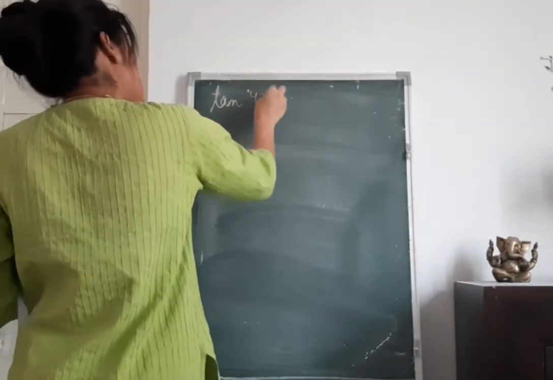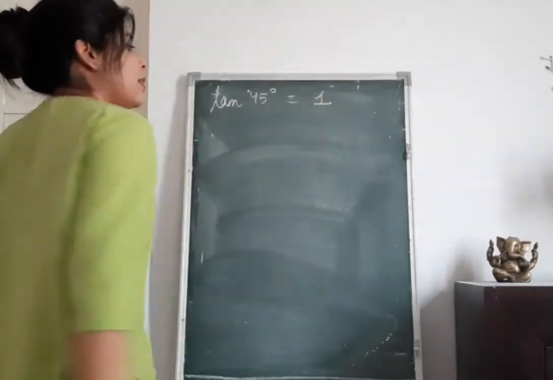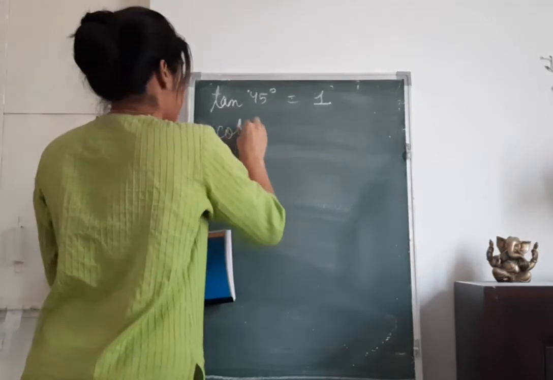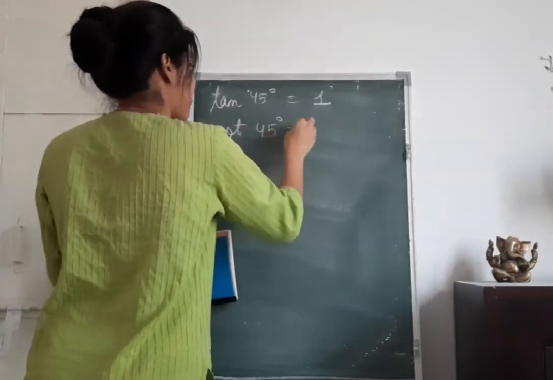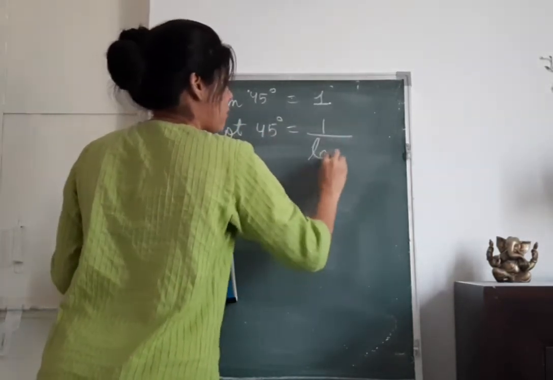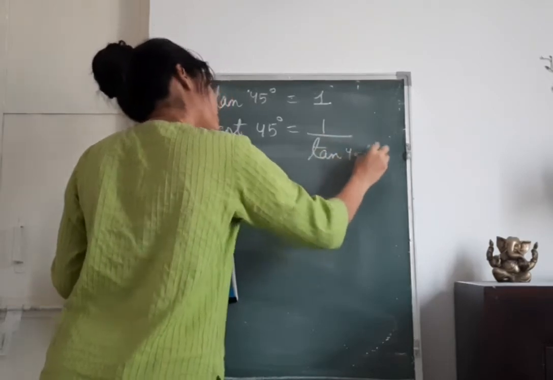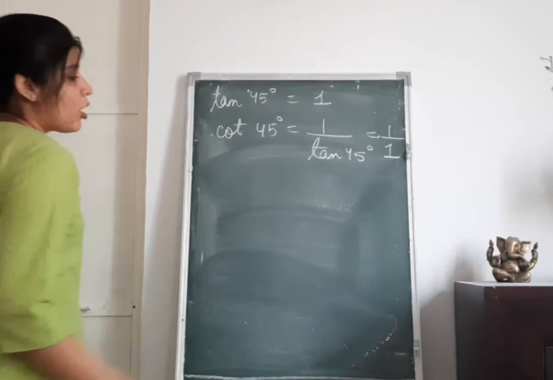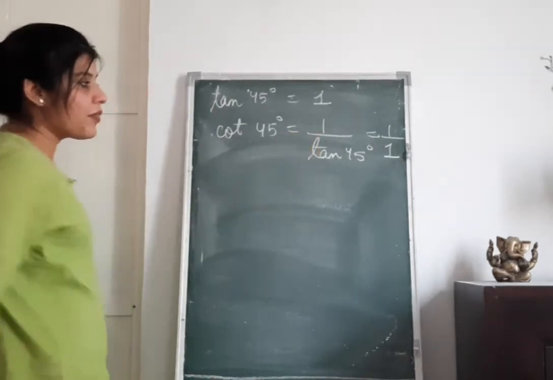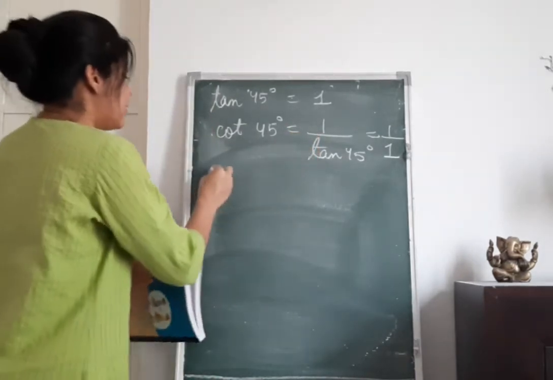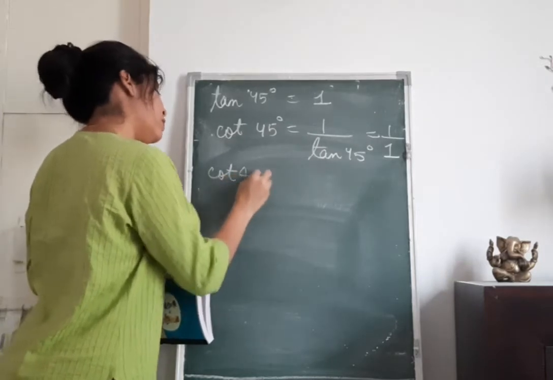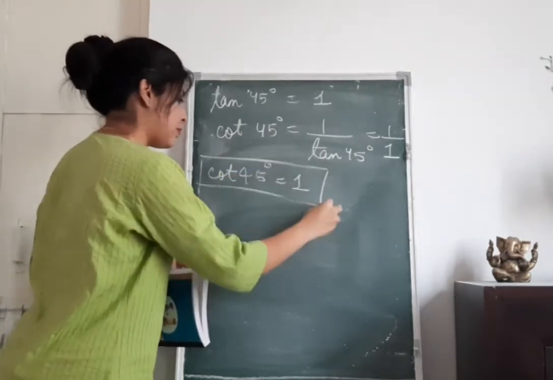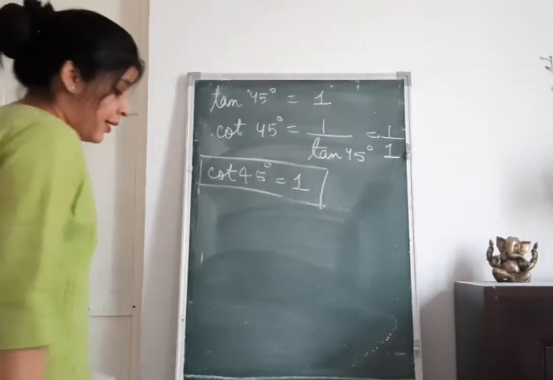Tan 45 degree is equal to 1. Right? What will be cot 45 degree equal to? Cot 45 degree equal to 1 upon tan 45 degree. That is equals to 1 upon 1. So, cot of 45 degree is also equal to 1.